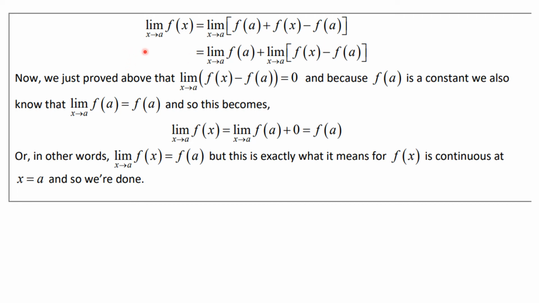And so what we have then is that the limit as x tends to a of f of x is just the limit as x tends to a of f of a, which is just f of a. So in other words, the limit as x tends to a of f of x is equal to f of a. But this is exactly what it means for f of x to be continuous at a, and so we are done.